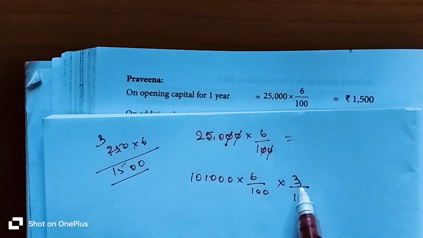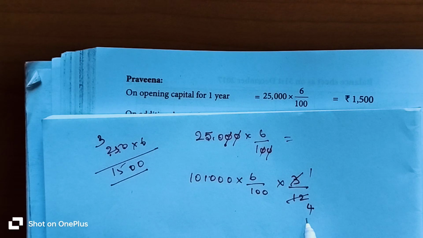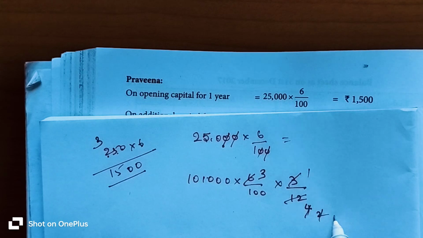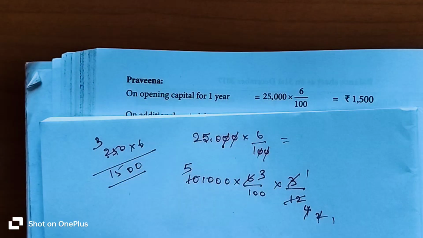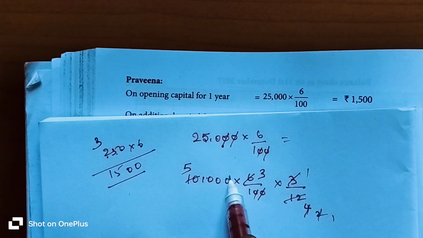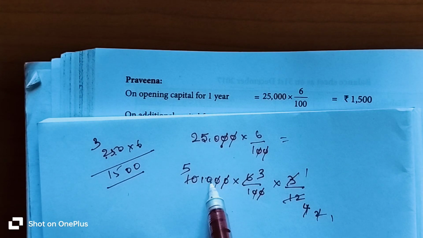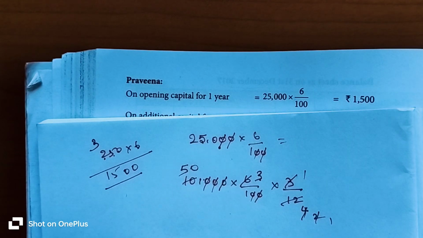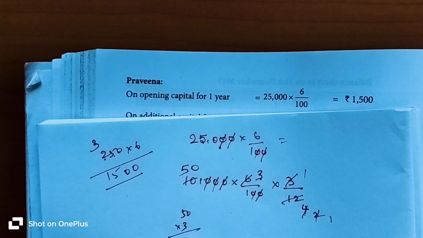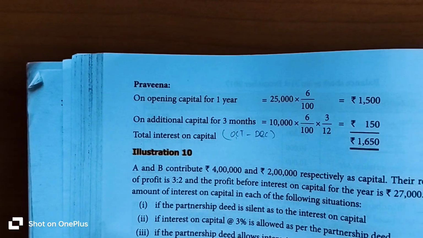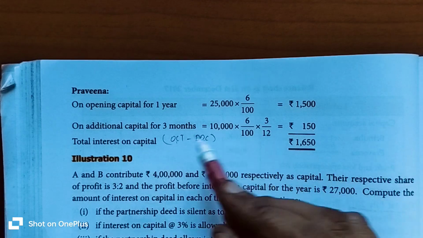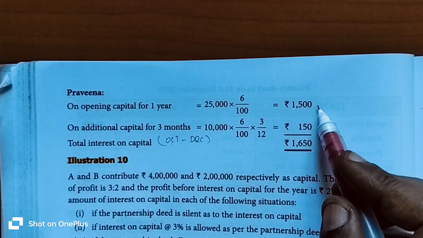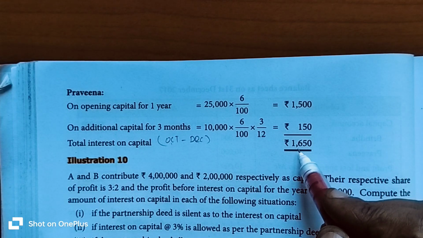1 3 is 3, 4 3s are 12, 2 2s are 4, 3 2s are 6, then 1 2 is 2, 5 2s are 10. This 2 0 is cancelled, remaining this 0 is to be here and into 3. So 50 into 3 equals 150 rupees. So 150 rupees is the interest on additional capital. Then you have to find the total interest on capital. For that you add 1,500 plus 150, and you will get 1,650 rupees.